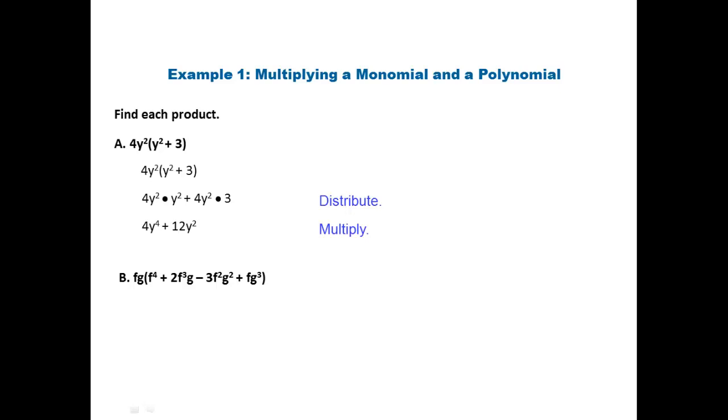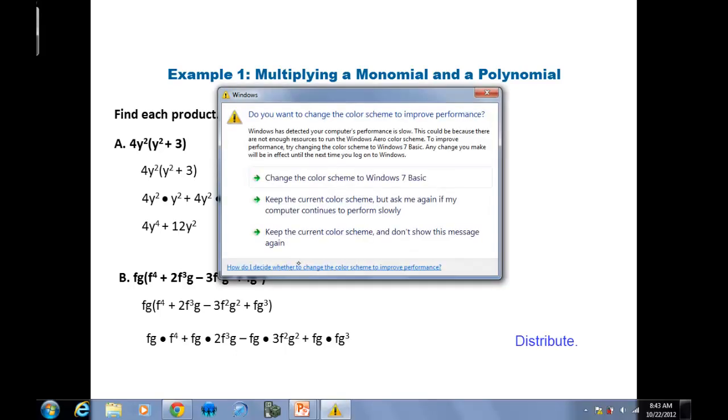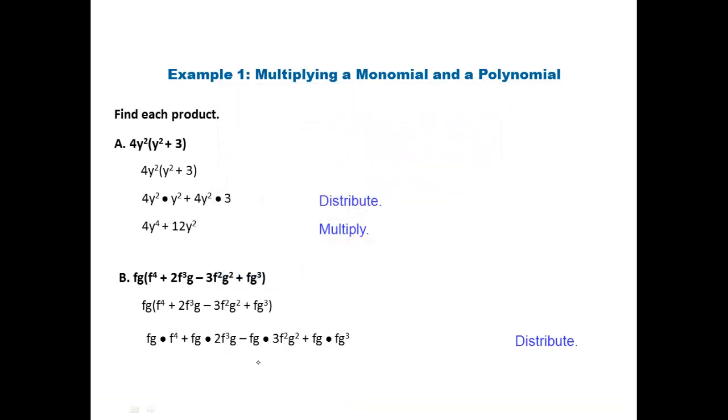We're going to do the same thing in part B. First we're going to distribute the fg to each term in the parentheses. So first we're going to multiply it by the f to the fourth. Then we're going to multiply it by the 2f cubed g. And so on. Okay, when we multiply and simplify, this is what we get. We have no like terms, so this would be our final answer.